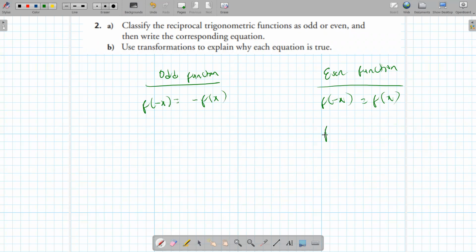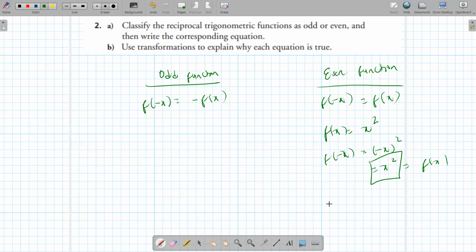For example, if f of x is x squared, what would f of minus x be? It's going to be minus x, whole squared. It's going to be x squared, which is the same thing as the f of x that we started off with. Therefore, x squared is an even function.